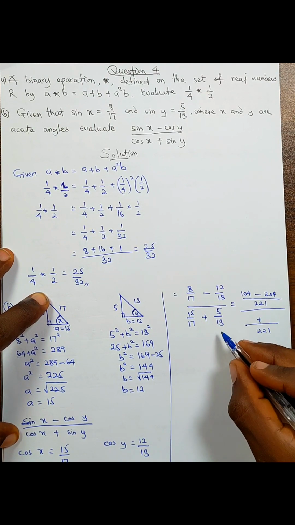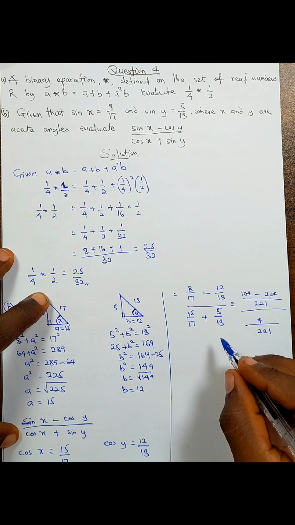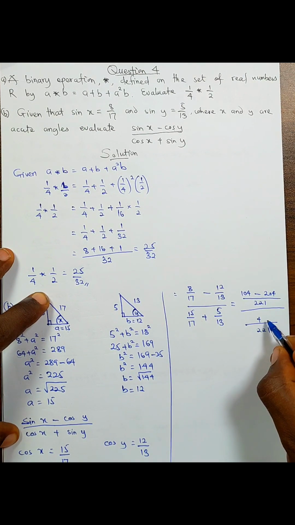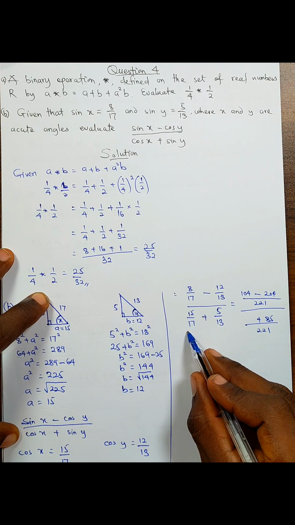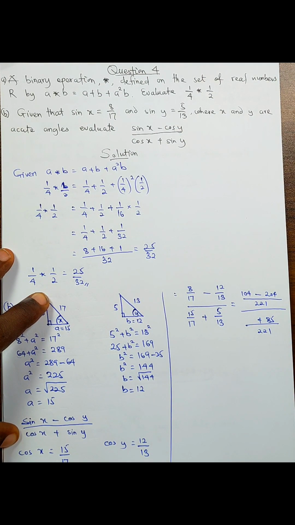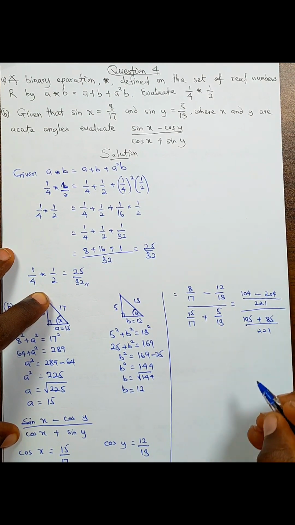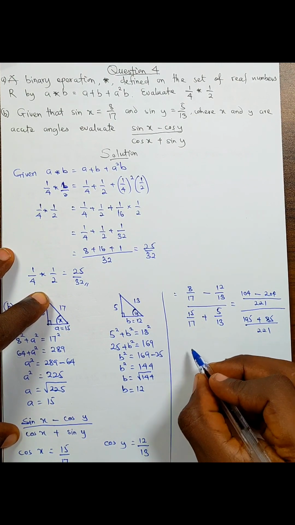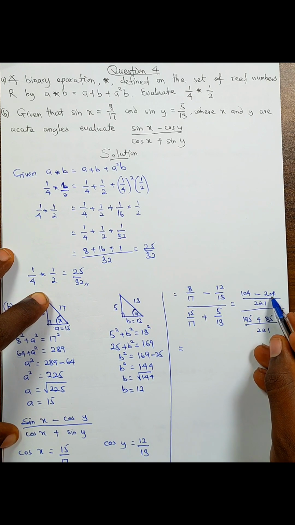Then we bring our plus. 13 enters into 221 17 times, and 17 times 5 gives us 85. Now 17 enters into 221 13 times. So 13 times the 15 is also going to give us 195. So breaking this down, we have 104 minus 204.